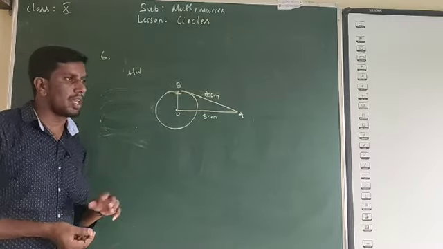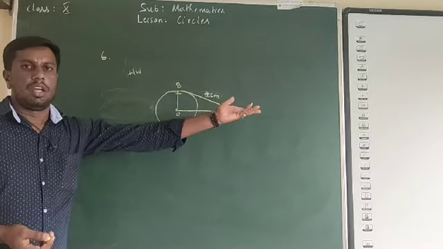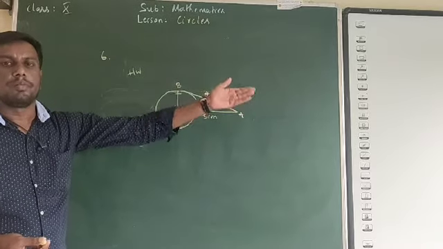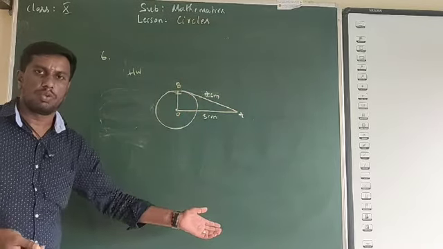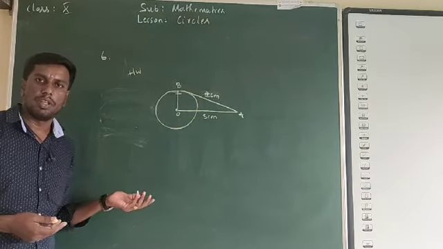Any doubts in today's class? The theorem: the line perpendicular to the tangent AB must pass through the center O. If you have any doubts on the theorem, get back to me on my WhatsApp number, or you can call me.